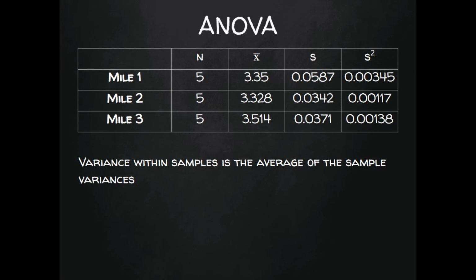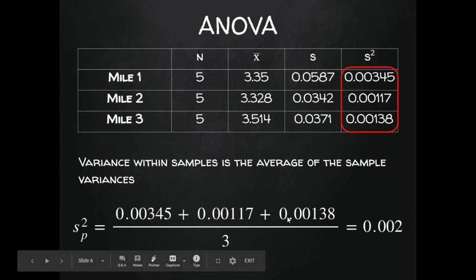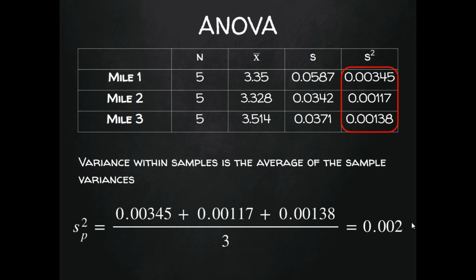For the denominator, I need to find the variance within the samples. To find the variance within samples, I'm going to take the variance for each of the 3 samples, and I'm going to average them. So I add them up, divide by 3, and I get 0.02. So that's the denominator of my F test statistic.